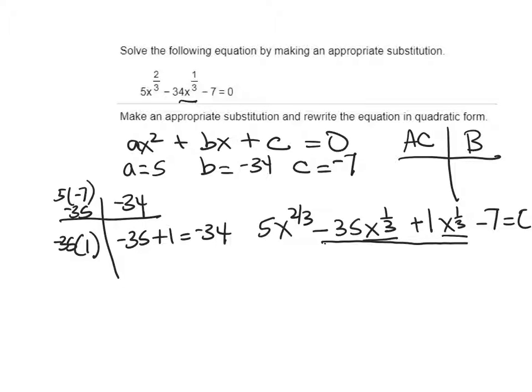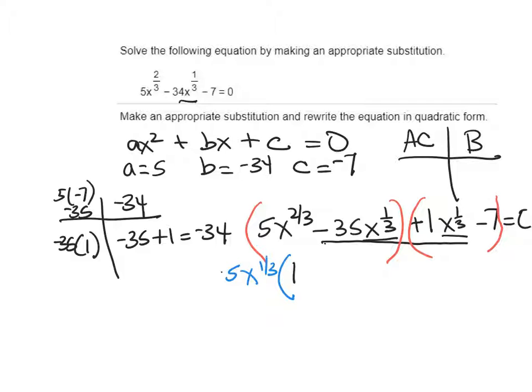So the next thing I'm going to do is group the first two terms together, and group the last two together. So I want to take out what they have in common. These two have a 5x to the 1/3 power in common. So when I do that, I'm going to take 5x to the 2/3 power and divide it by 5x to the 1/3 power. So 5 divided by 5 is 1.